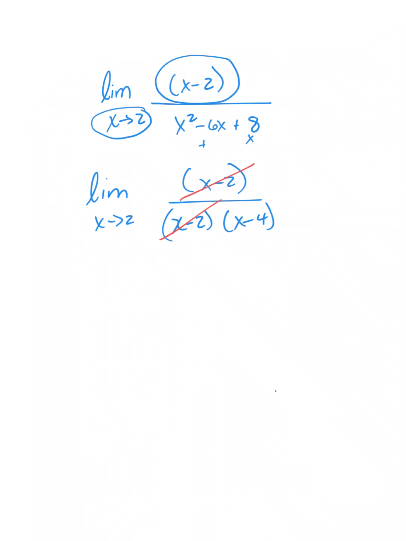You see it? And now it's equal to the limit as x approaches 2 of 1 over x minus 4. True. Now we can plug in the 2. So that would equal 1 over 2 minus 4, which is negative 1/2. And I would look for everything where the numerator turns to 0, factor, and do those separately, okay?